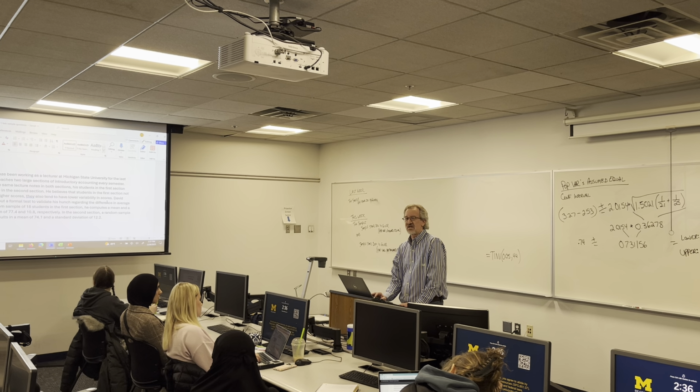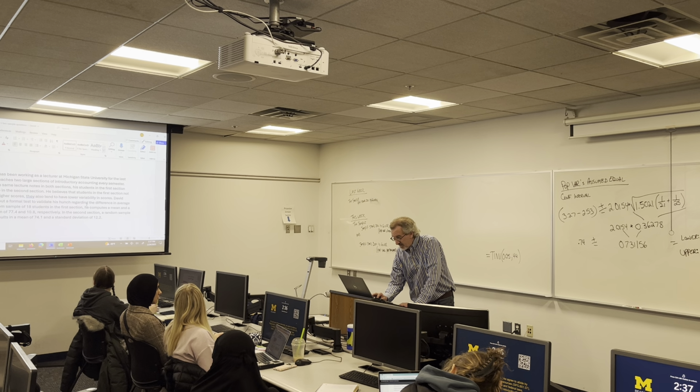One tail or two tail, if I stop right there? One. Why? Because it says lower. Lower scores. He's trying to measure if one class has lower scores than the other class. That's why it's one tail right there.